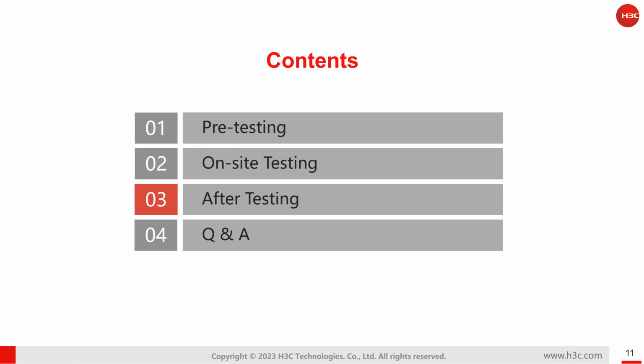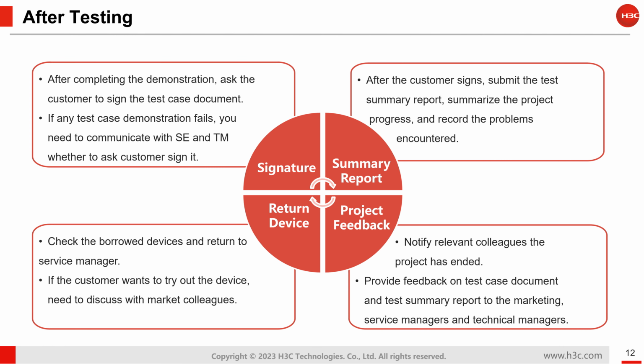Next, let's see what you should do after finishing the demonstration on site. The third part is what you need to do after demonstrating the test cases. After completing the demonstration, if there are no other problems, you should ask the customer to sign the test case document. If any test case demonstration fails, you need to communicate with the sales engineer and technical manager whether you can ask the customer to sign it, and explain to them the reason for the failure of the test item and find a remedial method. After the customer signs the test case document, you need to submit the test summary report.